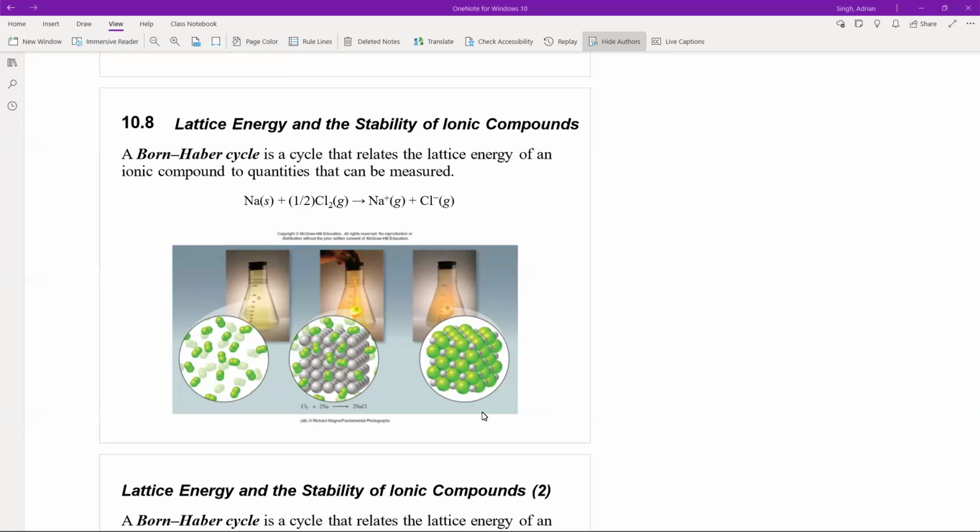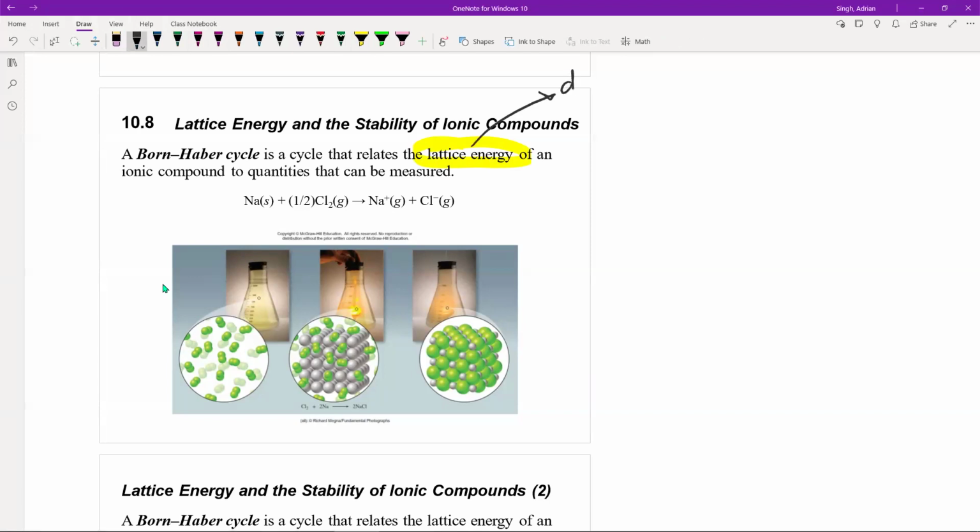So the Born-Haber cycle is going to relate a concept that we talked about before, which is the lattice energy for a compound. And the lattice energy itself is very difficult to measure. However, it's very easy to measure some of the other properties of that compound. And if we apply Hess's law to that process, we can actually calculate the lattice energy for an ionic compound by relating it to other quantities that themselves can be measured quite easily.